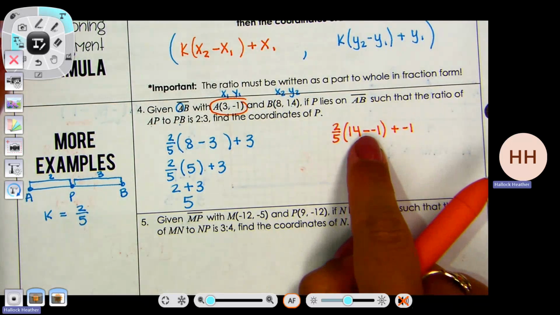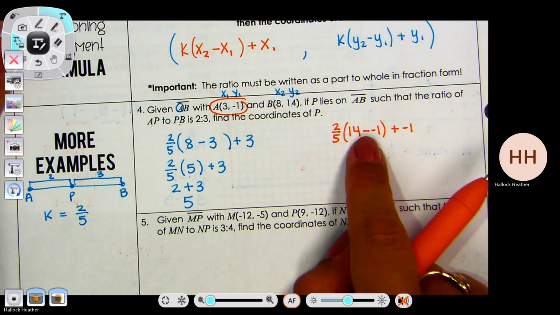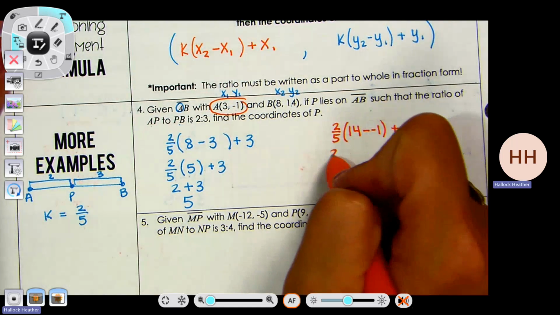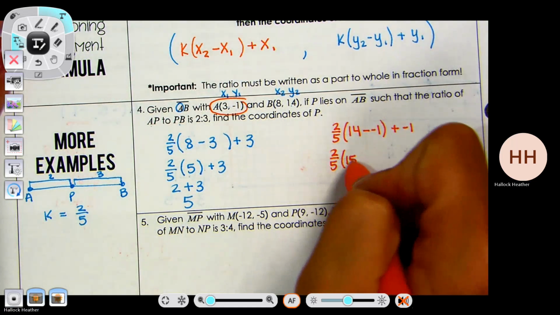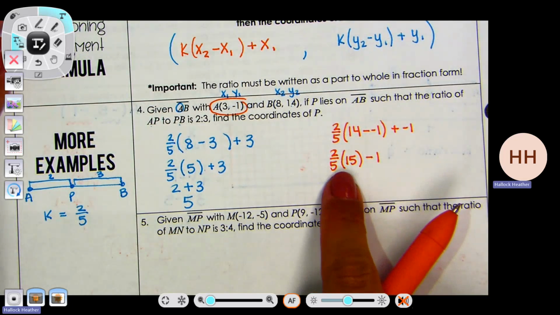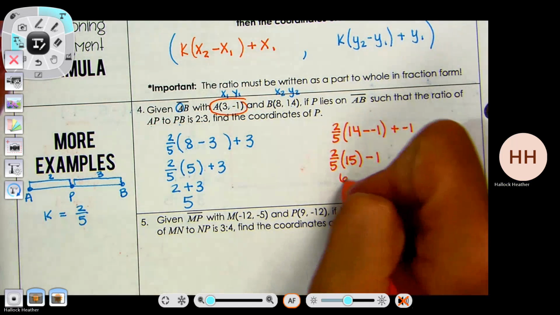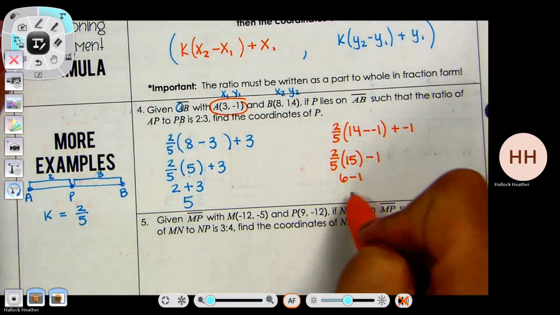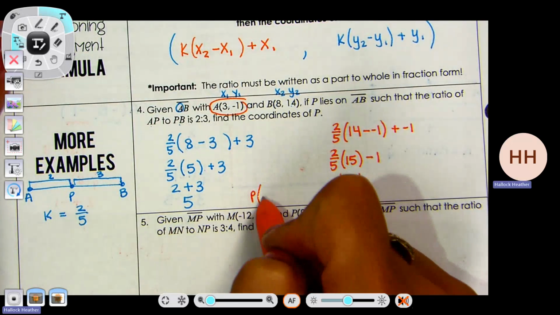People during the distance formula kept forgetting it's a minus and negative. So I'm going to put minus negative, because the calculator will know that I'm adding them. So you need to bring down a 15. 2/5 times 15 in a calculator. 5 goes into 15 3 times, 3 times 2 is 6. But if you don't understand the words that are coming out of my mouth, plug it into a calculator. So P is 5, 5.